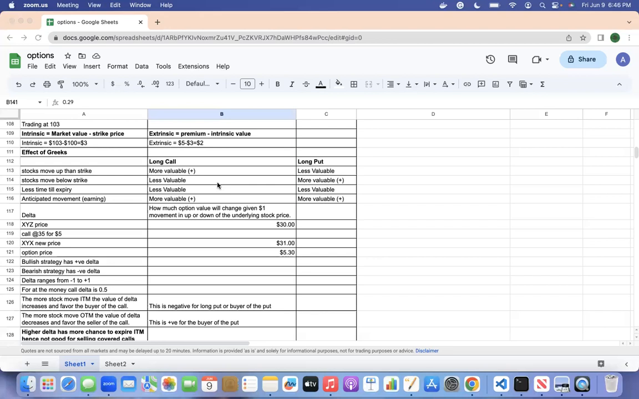And similarly, it could be out of the money if the stock price is below your strike price. So basically, intrinsic value is now negative, and a lot of extrinsic value is going up, right? So premium plus intrinsic value.